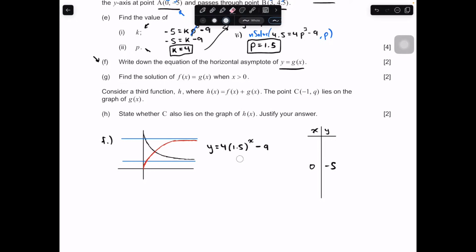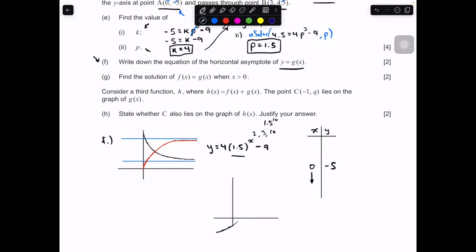And then we can ask, okay, well, when x gets bigger, when x becomes 2 or 3 or 10, we have 1.5, for example, raised to the power of 10. It's just getting bigger and bigger and bigger as x becomes larger. So 1.5 multiplied by itself 10 times, times 4, and then we just take away 9, which becomes less and less significant. So it gets bigger and bigger and bigger. In this case, our function will look something like this.